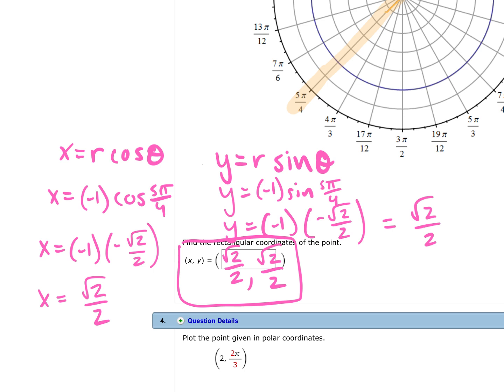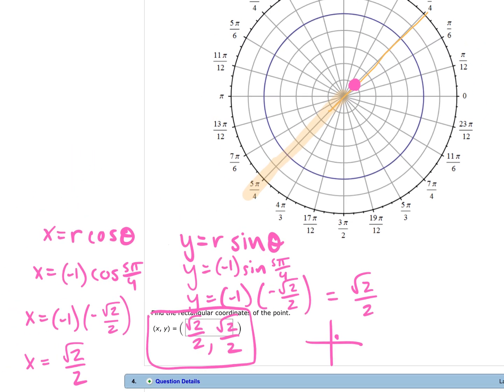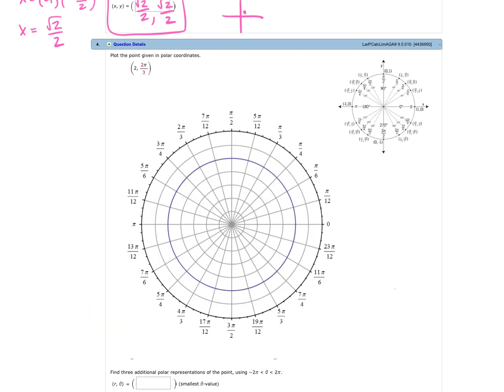If we were to graph our rectangular coordinate, we'd go to the right square root 2 over 2, and up square root 2 over 2. So it'd put us here, which would match where we put the polar coordinate. So it'll always correspond to each other.